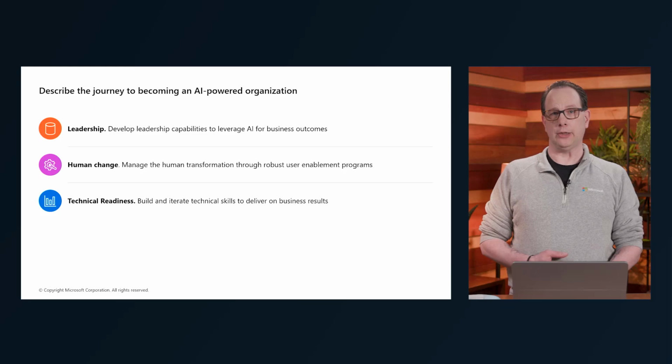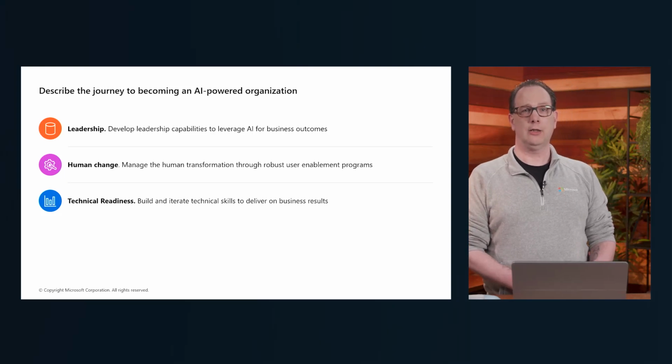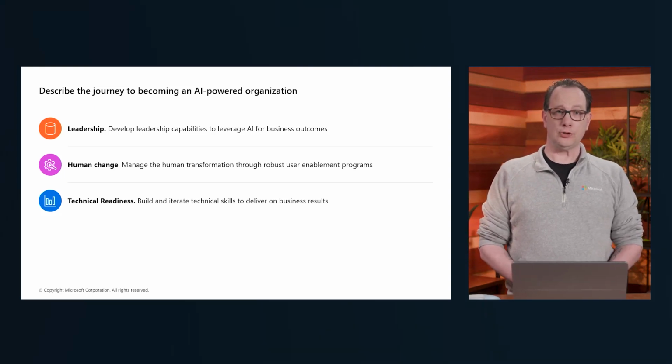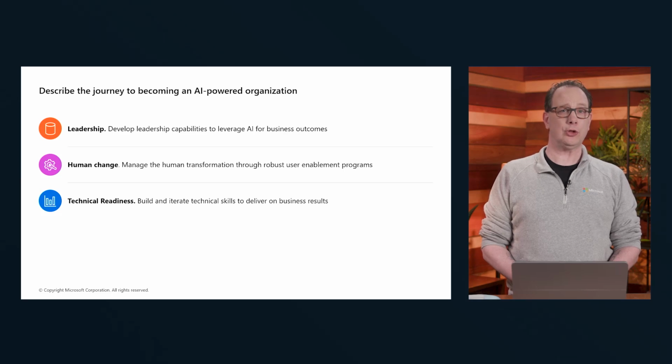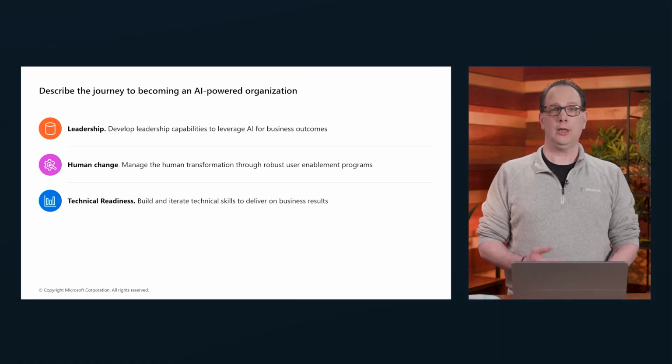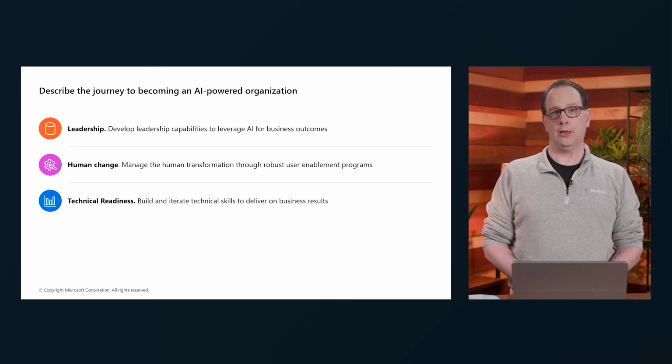Second is human change. Human change requires a dedicated workstream, user enablement program, communications and community, skilling and training, as well as authentically getting and acting on feedback. Manage that human transformation using robust user enablement programs, investing in your employee experience, improving the culture, and authentically integrating feedback and taking follow-up actions.